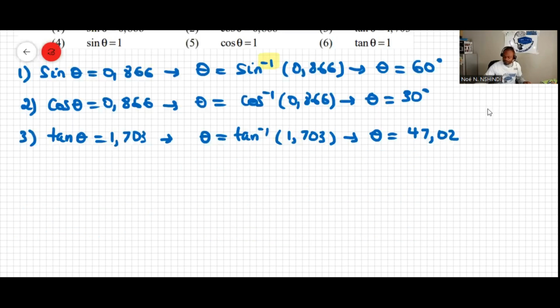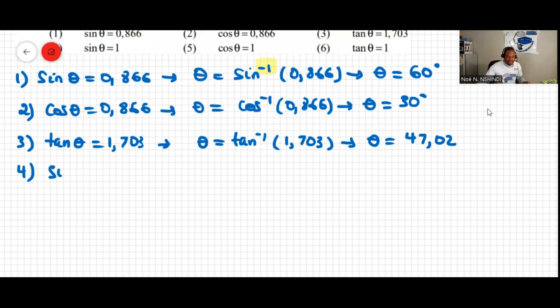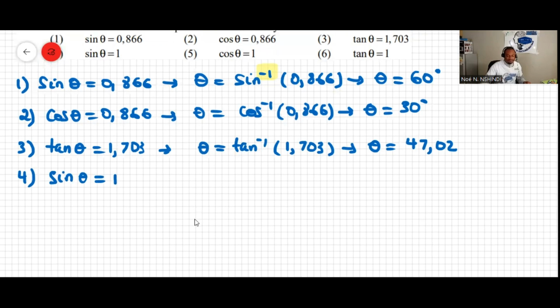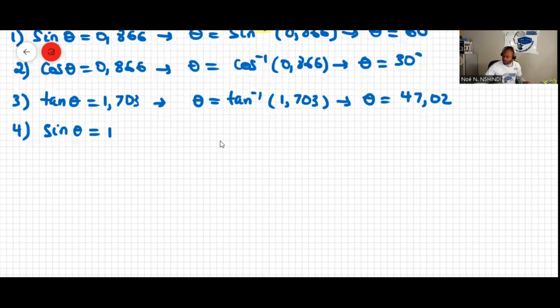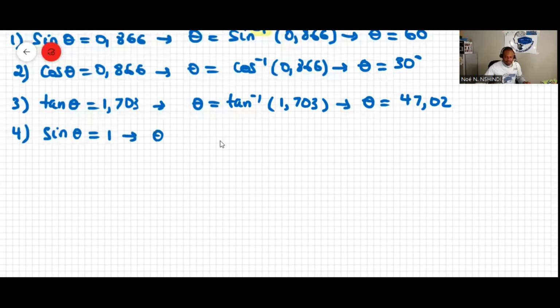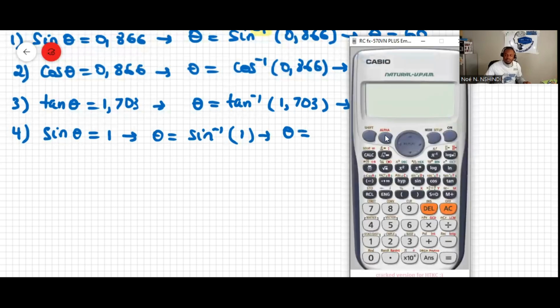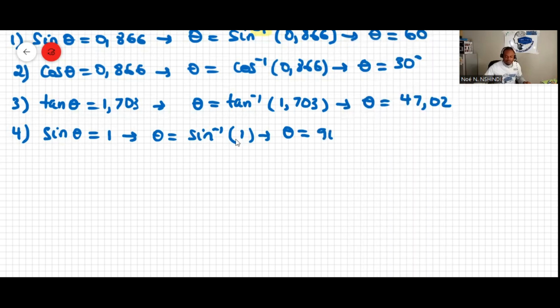Then for question 4, we have sine theta equal 1. We do the same thing. Theta will be equal to sine -1 of 1. We use a calculator, press shift and then the sine button, then 1, close bracket. This is equal to 90. So theta equals 90 degrees. All these are degrees.